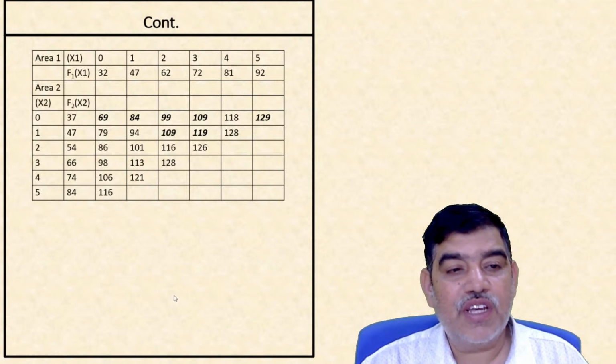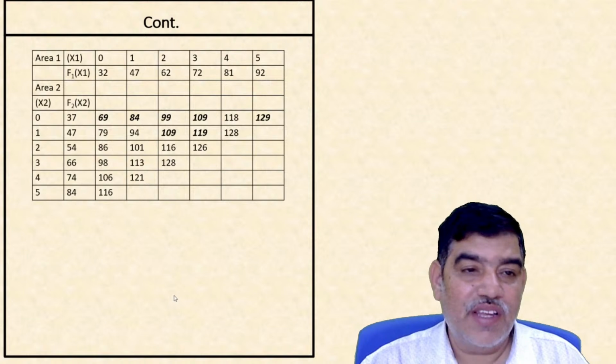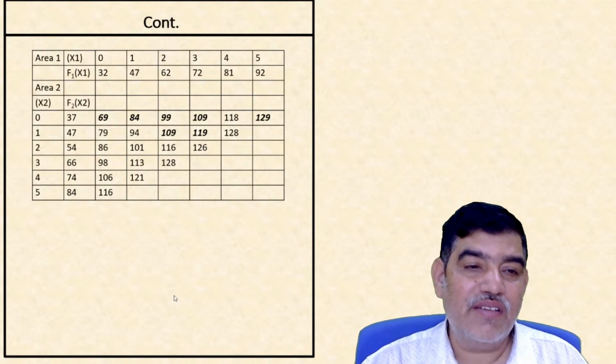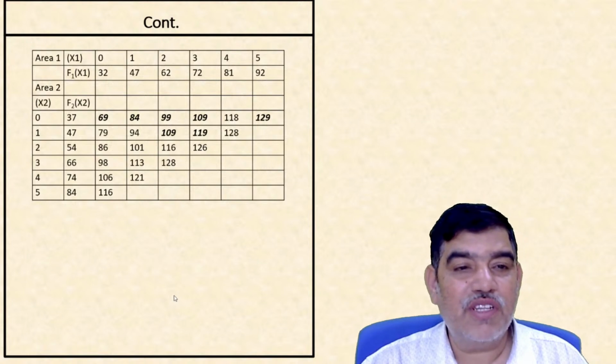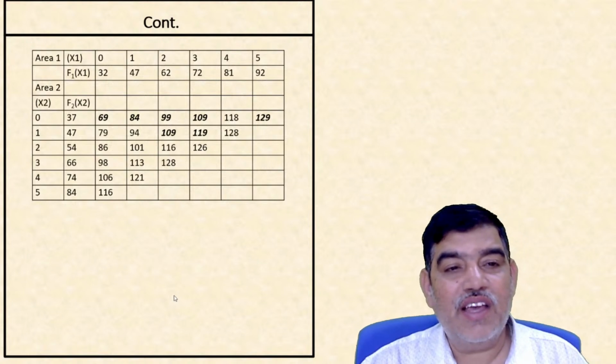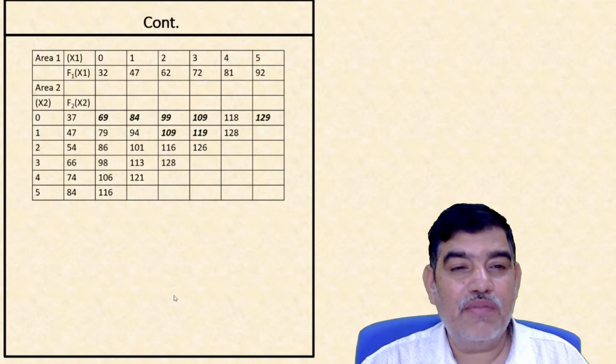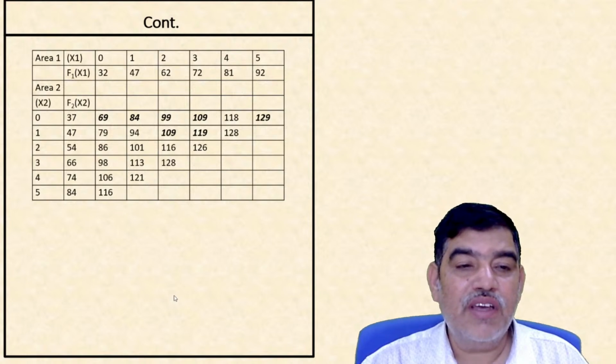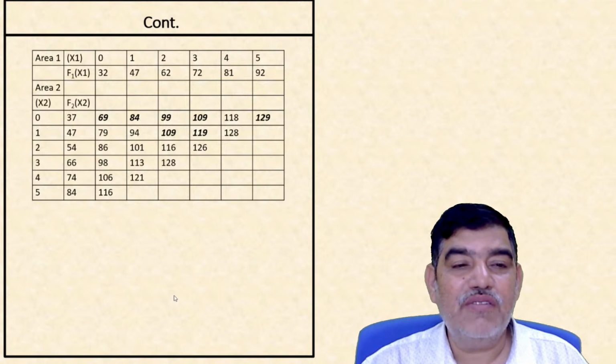Now come to the next row. In area 2, 1 representative working, we get the profit of 47,000. And in area 1, 1 representative will be working, the profit is 47. If I add these 2, what is the result? That is 94,000. In this way, I am creating a table. But what should you keep in your mind? Total 5 representatives working in different areas.